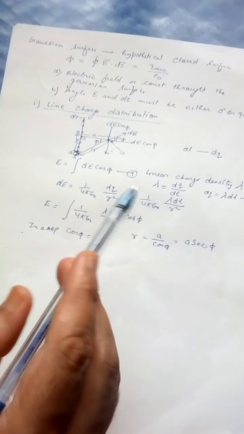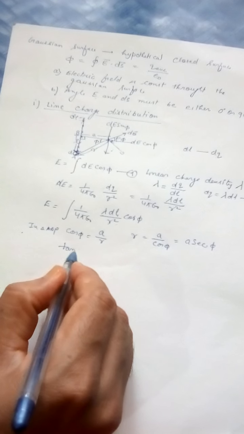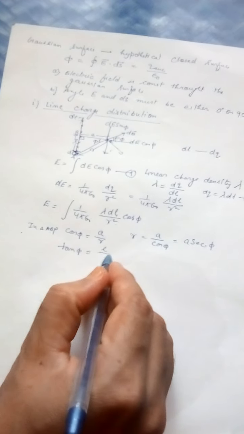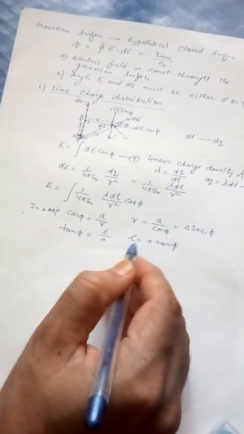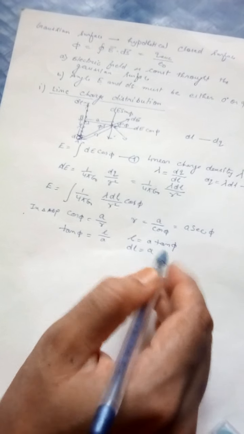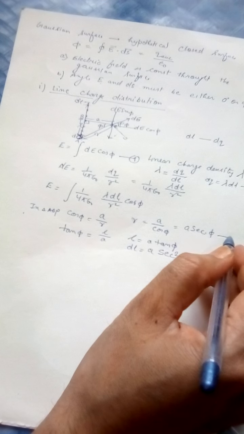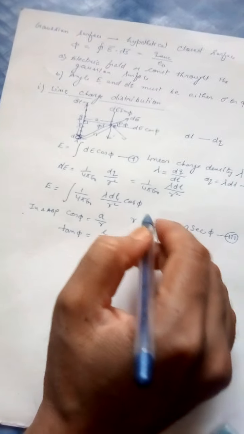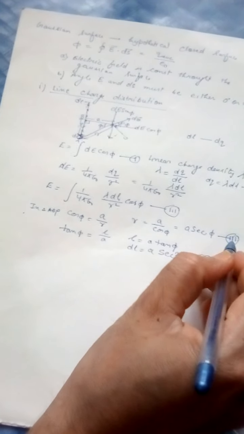Now the second problem is dl. I am writing dl in terms of phi also. Tan phi, you can see, students, is perpendicular by base. Perpendicular is L and base is A, so L by A. So L is equal to A tan phi. Differentiate both sides. Differentiation of L is dl, A is constant, and differentiation of tan phi is sec square phi. Suppose these are equation 3, 4 and 5. We have to use these.